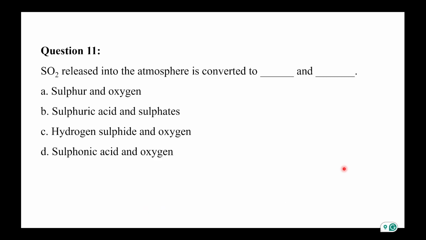Okay, the next question is: SO2 released into the atmosphere is converted into dash and dash. So now you have seen the source of the SO2. Option A, sulfur and oxygen. Option B, sulfuric acid and sulfates. Option C, hydrogen sulfide and oxygen. Option D, sulfonic acid and oxygen.